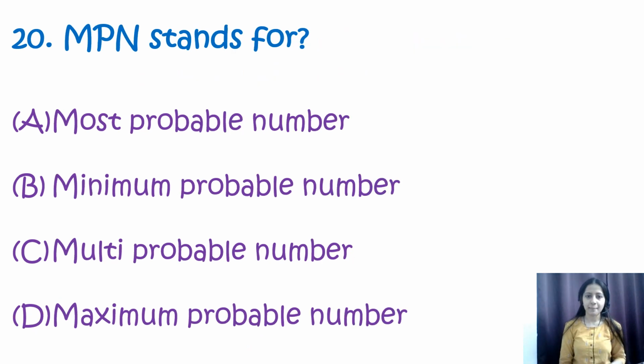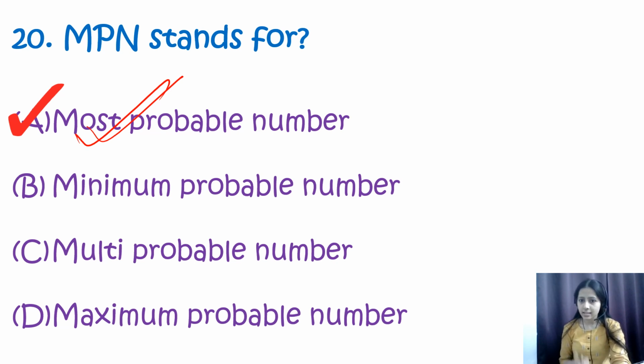So question number 20, MPN stands for most probable number, minimum probable number, multi-probable number, and maximum probable number. So the correct option over here is option number A, that is most probable number. So this MPN, basically it is a method which is used to estimate the viable microorganisms in a sample by means of replicate liquid broth growth in tenfold dilution. Basically we can say that it is particularly useful when a sample has a small amount of microorganisms and these are unevenly distributed. Okay, my question was over here, what does this MPN stand for? It stands for most probable number.